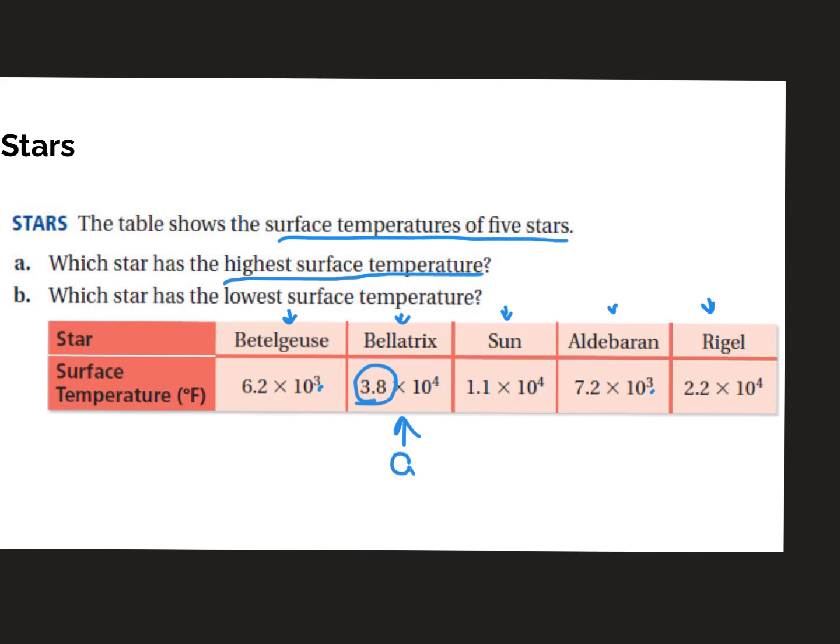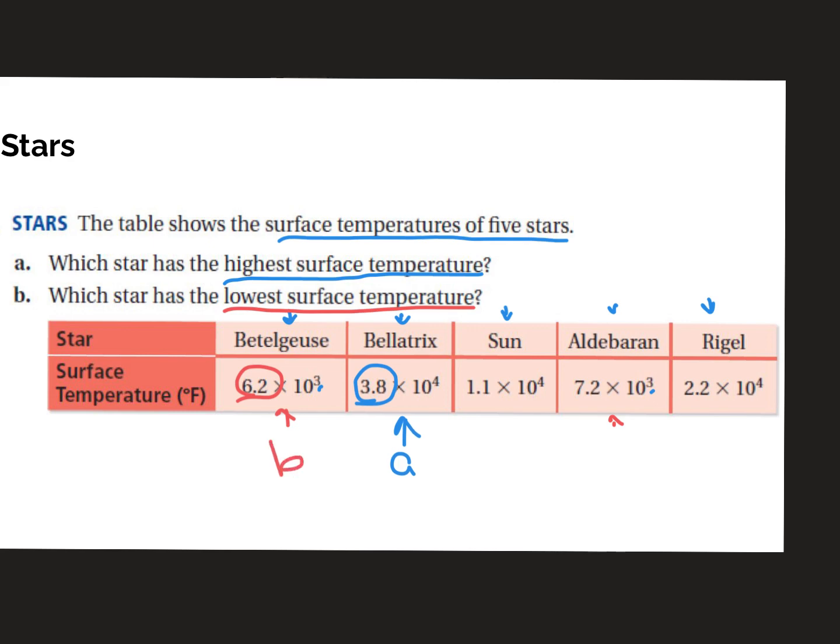B says, which star has the lowest surface temperature? So now we're looking for the smallest number. So now we're going to look at either Aldebaran or Betelgeuse. Which one is smaller? They both have 10 to the third, but Betelgeuse has 6.2 and Aldebaran has 7.2.